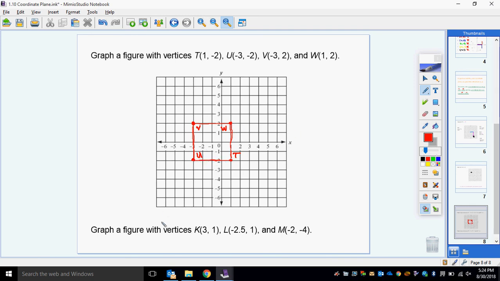Okay, go ahead and try to graph this figure, KLM. You can do it on the same graph. I'm going to use a different color when I do it. Make sure you plot the points and label them.